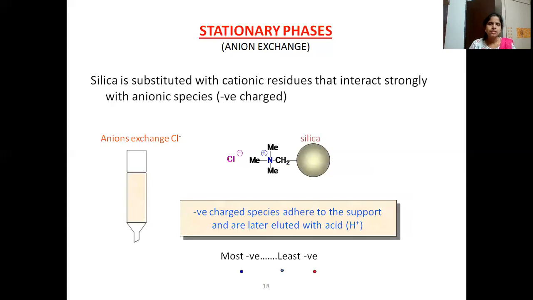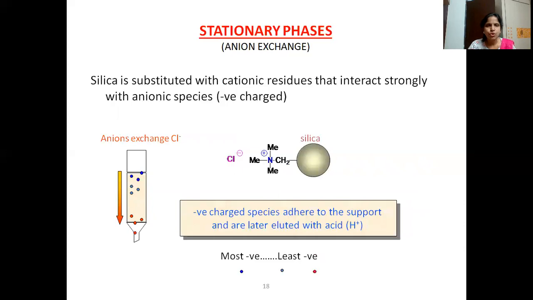So this Cl minus will be exchanged with that of the anions which are present in the sample. So the negative charge species will adhere to the support and are later eluted with the acid. First the positive charge species will be eluted out, and later on, all the negative charge species will be eluted. So these are the four different modes we can use for this HPLC technique.